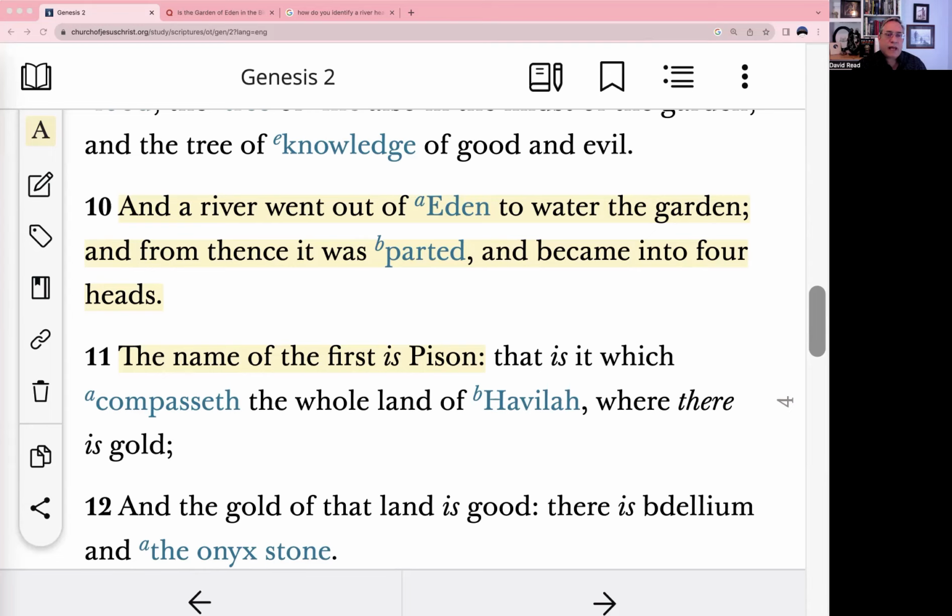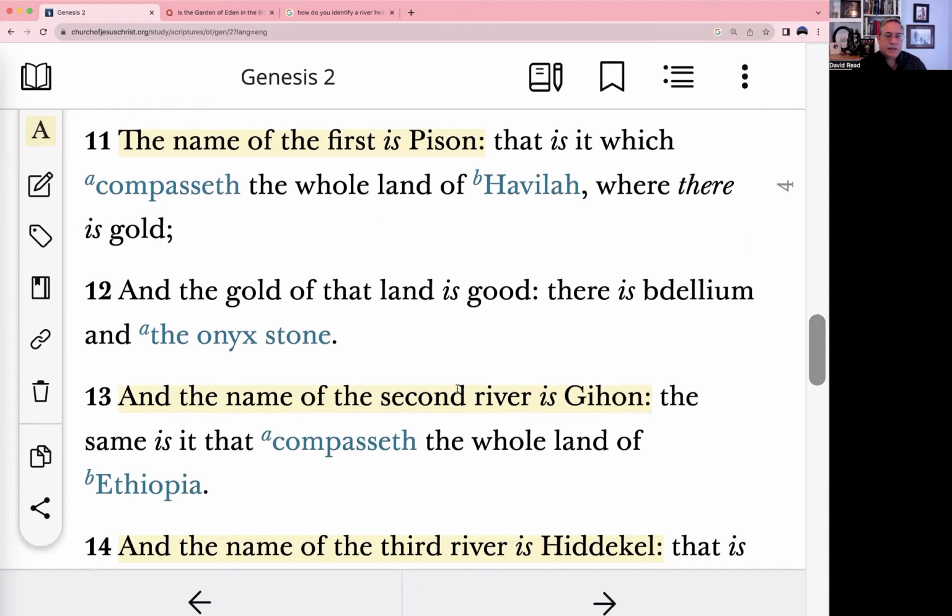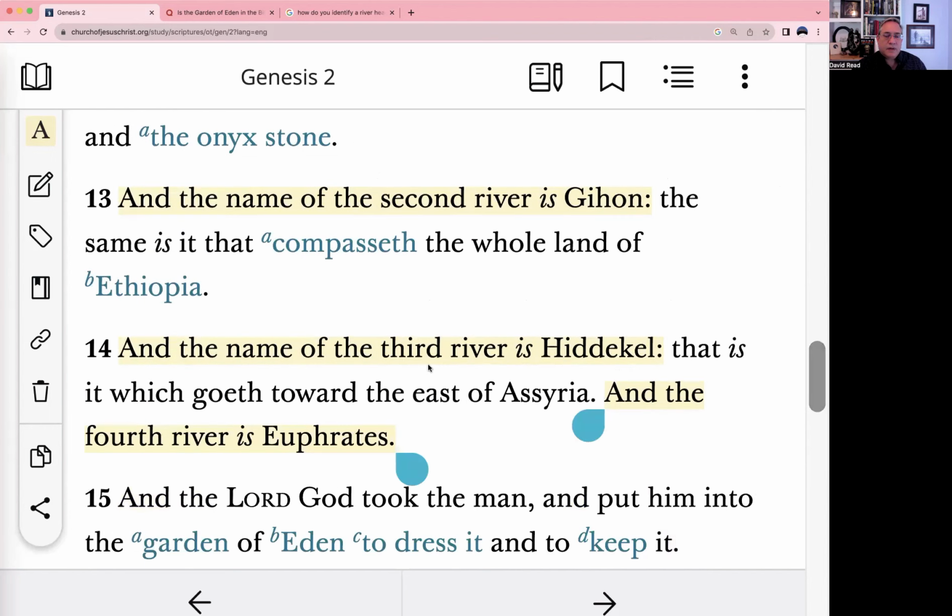It says, "A river went out of Eden to water the garden, and from thence it was parted and became into four heads." So it talks about a river and then that breaks into four heads. And it says the name of the first is Pison. The name of the second is Gihon. The name of the third river is Hiddekel, and the fourth river is Euphrates.